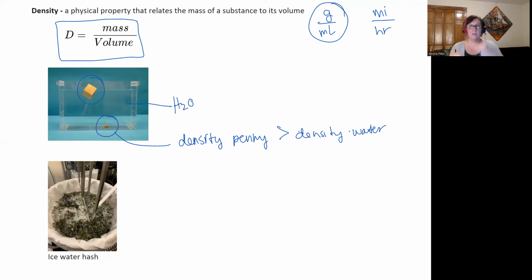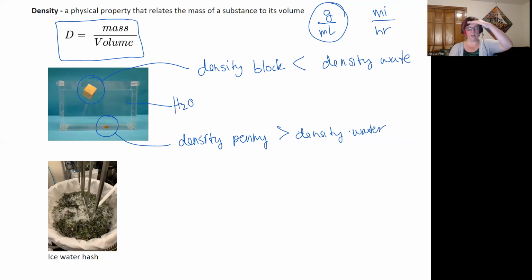Now this object up here is floating on the top of the water on the surface. And so I don't even know what it is. The density of this block, that's the shape it is at least, is going to be much less than the density of the water. And so it's going to float on the top. So it's going to have less mass for a volume than the water would. Similarly, then we can say that this block has less density than the penny does when we compare just those two rather than comparing them to water.